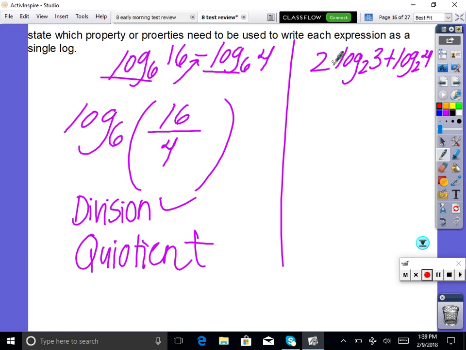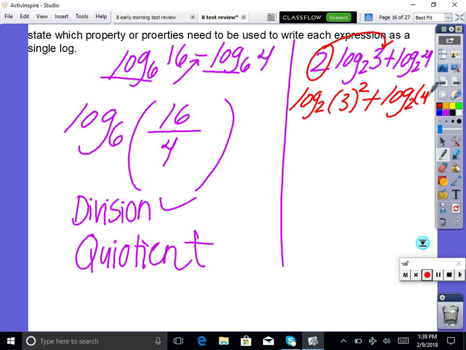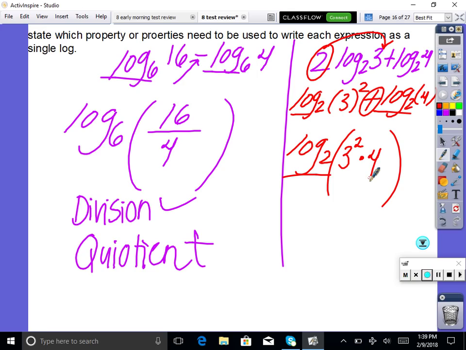So then this one, notice, once again, you can't put these logs together until you fix the exponents. So we have log base 2 of 3 squared plus log base 2 of 4. And now because we have just a log base 2, we can put it into one log base 2. So then we would have 3 squared times, when you add, you multiply, times 4. So the rules that were used here were the power rule to fix the exponent, and then also the multiplication rule. When you add, you multiply.